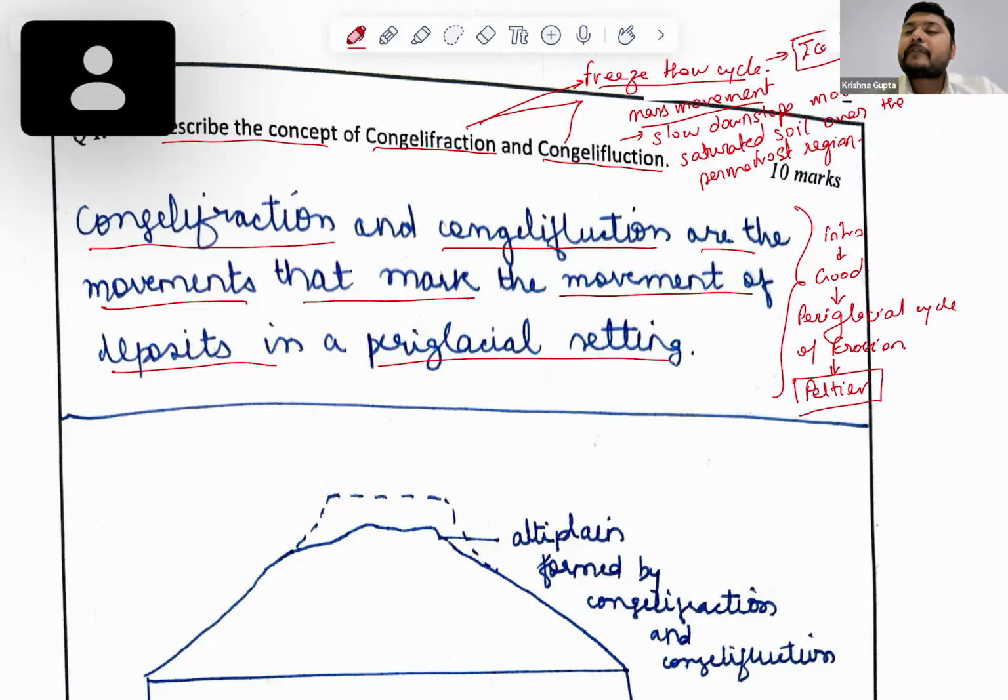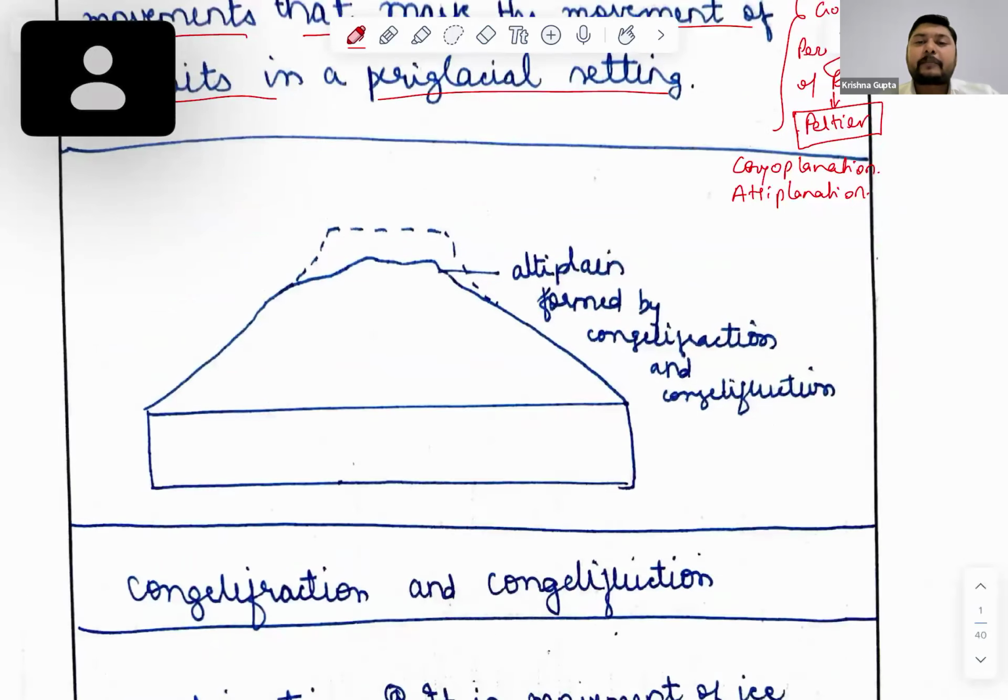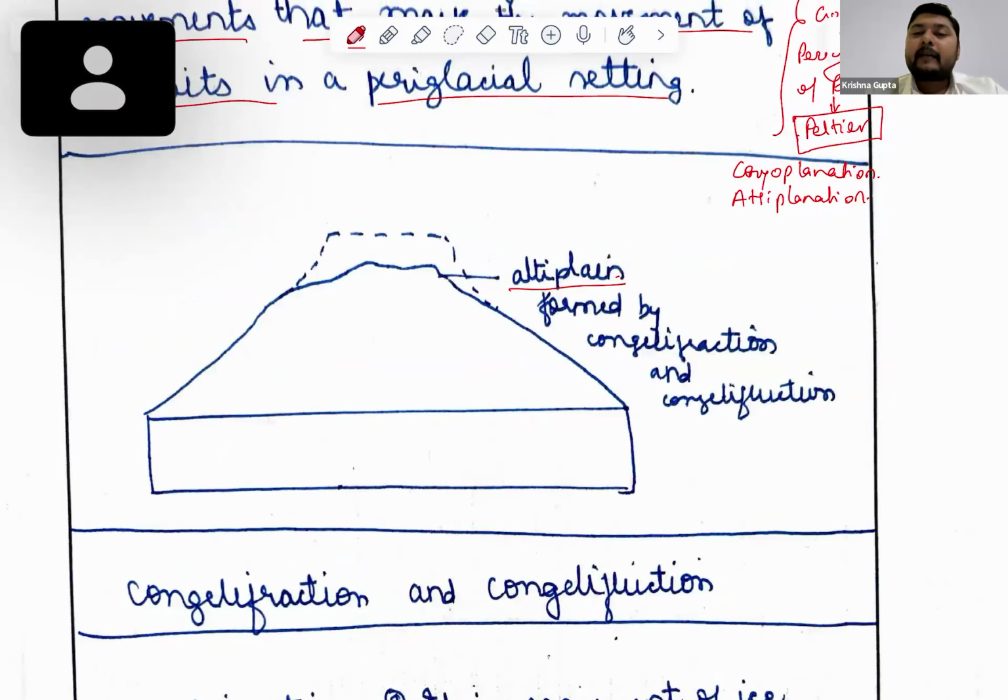So this is the person we need to mention here, because he has specifically used the concept of congelifraction and congelifluction in his cycle of erosion, which we also call cryoplanation, or altiplanation, or also the periglacial cycle of erosion. So this is the basic part. Now, the altiplane is formed by congelifraction and congelifluction.